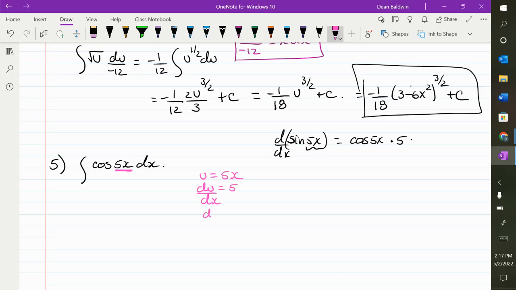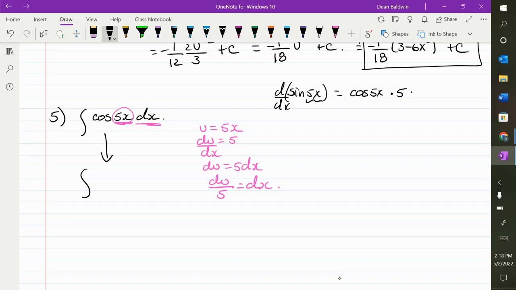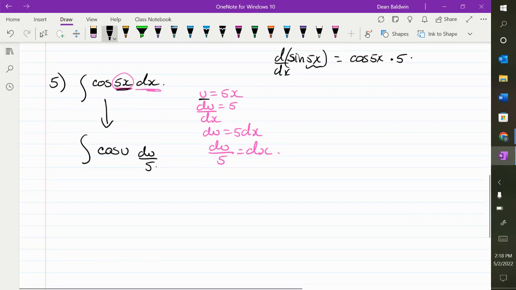Multiply the dx up. Now, we have a dx, but we don't have a 5 anywhere. We've already subbed that out. So I'm going to divide off the 5. And I get that. So now this integral becomes the integral of cosine. This we said was u. And dx becomes du over 5. I'm going to pull the 1/5 out.